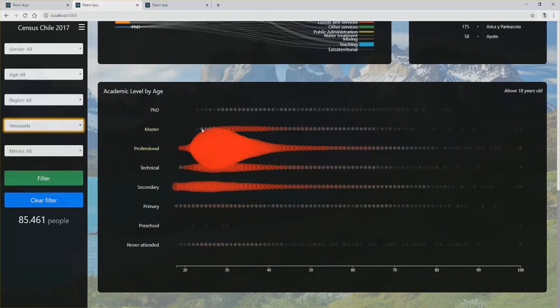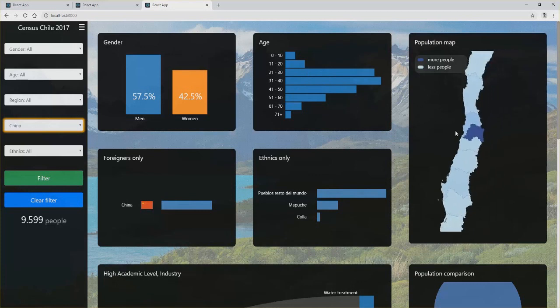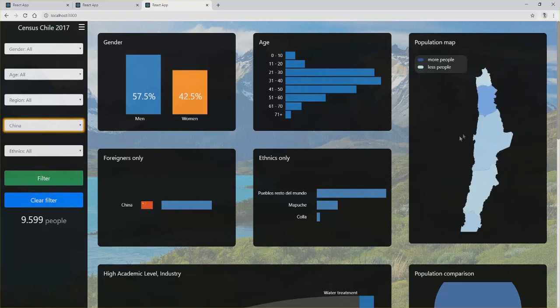You can clearly see that most of the people that come from Venezuela have at least a professional degree, followed by people with secondary school and technical degree. There is a group of people with master degree as well. Let's do one more example, this time with China. There were 9,600 Chinese people living or visiting Chile at that time, most of them men between 21 and 50 years old. And again, most of Chinese people were living in the capital of Chile.